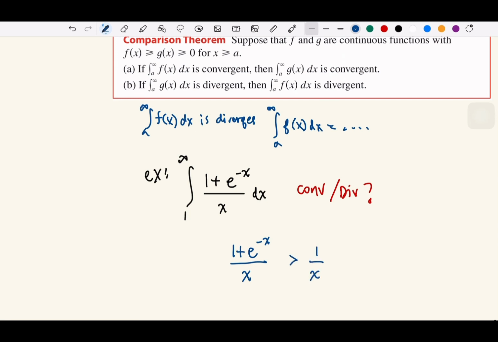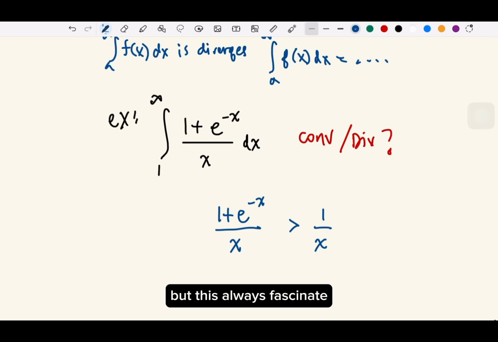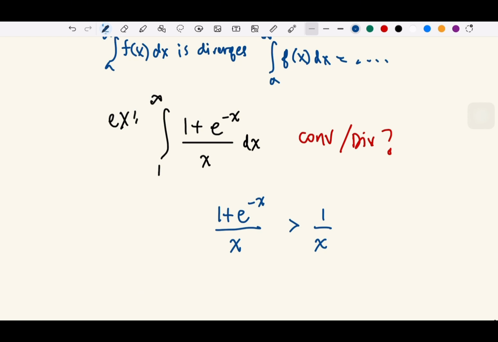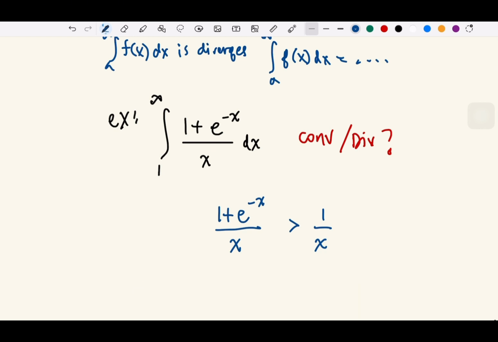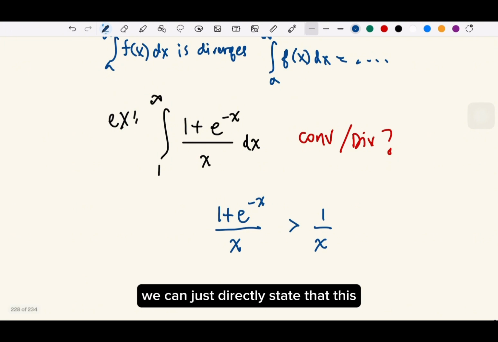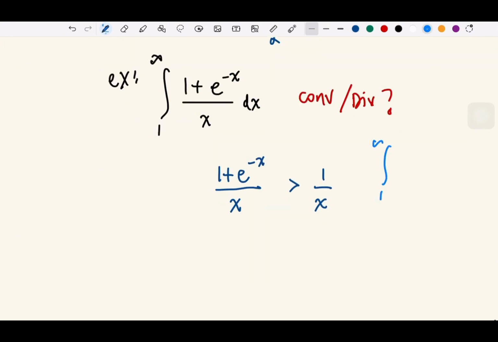this. Okay? Because this is always positive, this will be at least greater than 1. So it's supposed to be true, right? But this is already greater than this. And then we know that if we take the improper integral, we can just directly state that this diverges.